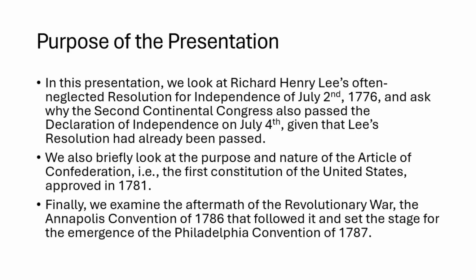We will look at the purpose and nature of the Articles of Confederation, which was the United States' first constitution and approved in 1781. Lastly, we will explore the aftermath of the Revolutionary War, the Annapolis Convention of 1786, and how it influenced the Philadelphia Convention of 1787.